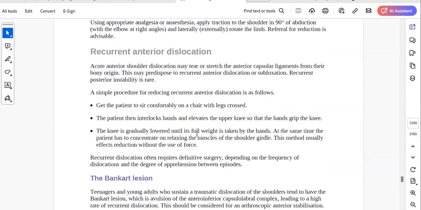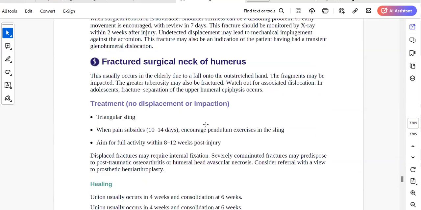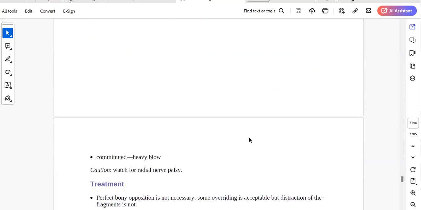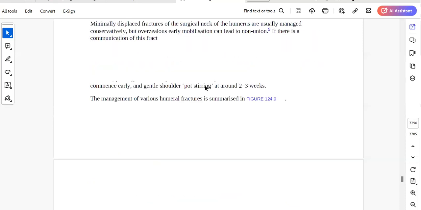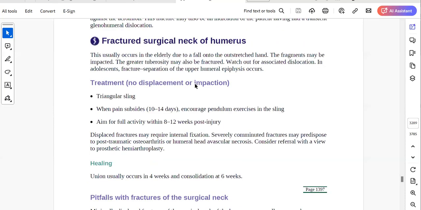There is a picture in here, which I don't know why it's not showing, but the picture is the easiest one to go through. On that picture, you would see that different fractures have different kinds of management. That's all you actually need to know from this humerus fracture. But I will go through this from here.